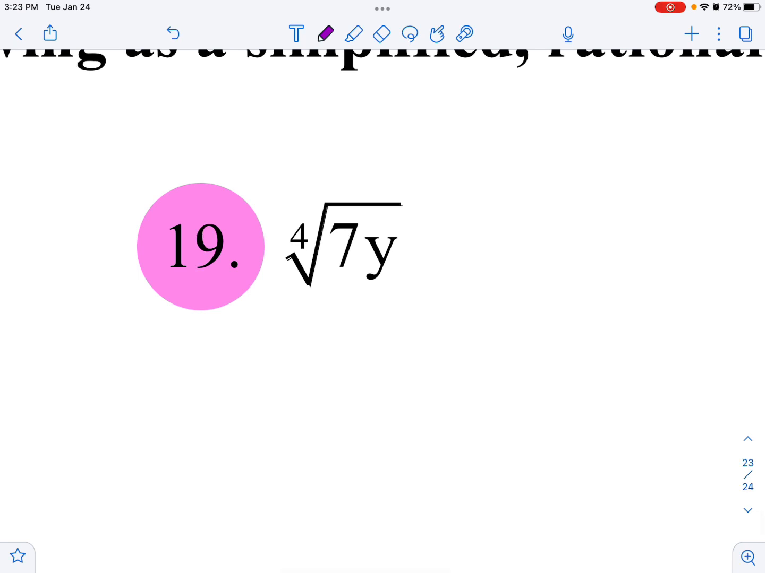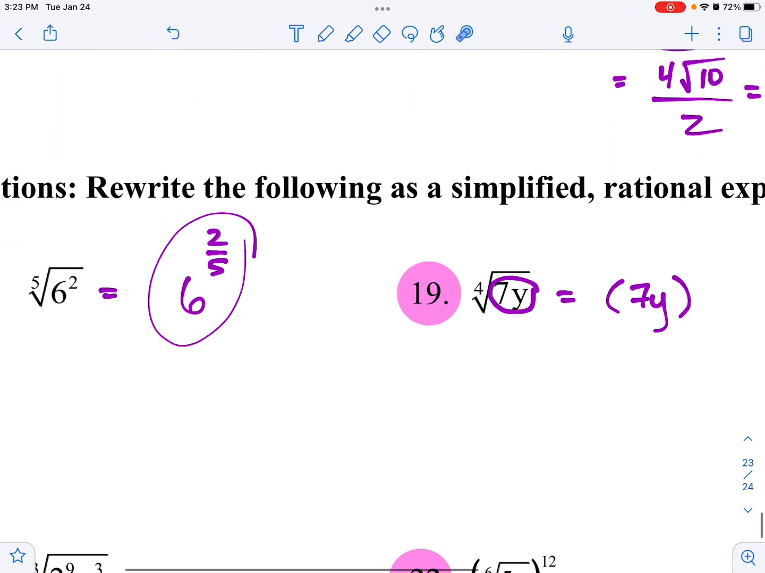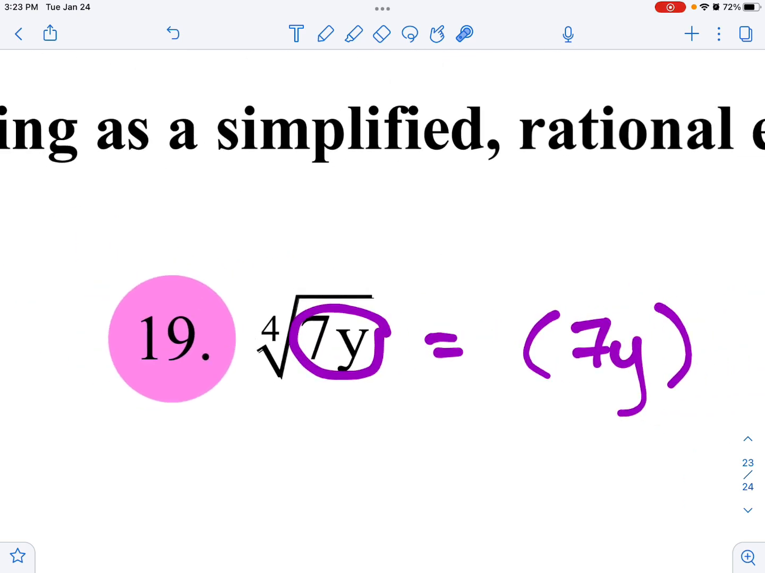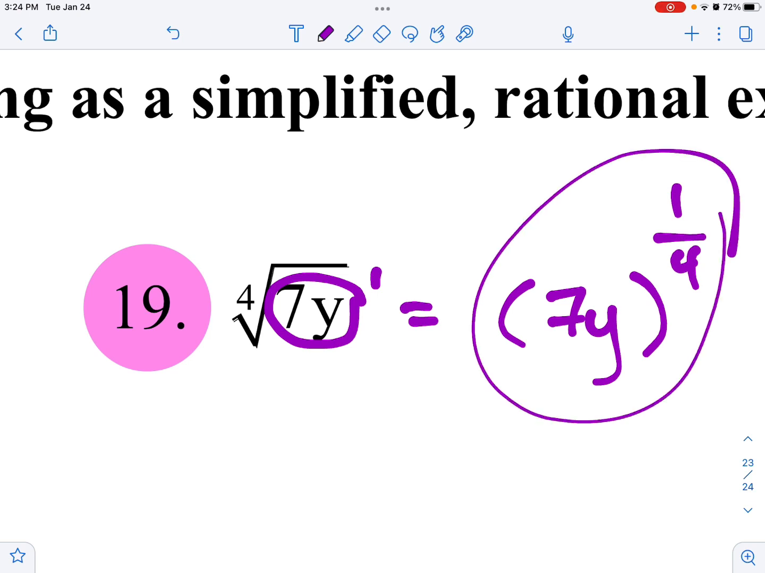How about this one? 7y. I have multiple things inside the radical, so I'm going to put them in parentheses. When there's only one thing inside the radical, like a number 6, you don't need parentheses. But in this case, I have a 7 and a y, so I'm going to put those in parentheses. And remember, when there's no exponent there, it's really a 1. And there's going to be a fraction here. And remember that the 1 goes in the top and the 4 goes in the bottom. I would definitely put a couple of these problems on your note card so that you remember where the top number is supposed to go and where this number in front of the radical is supposed to go.